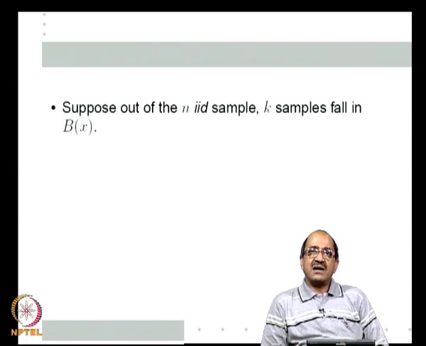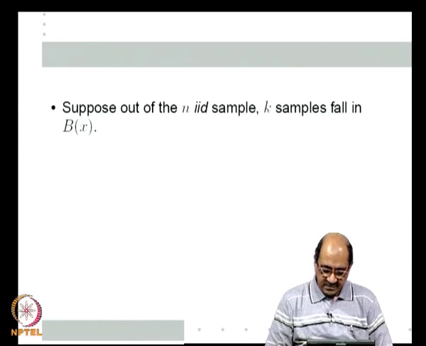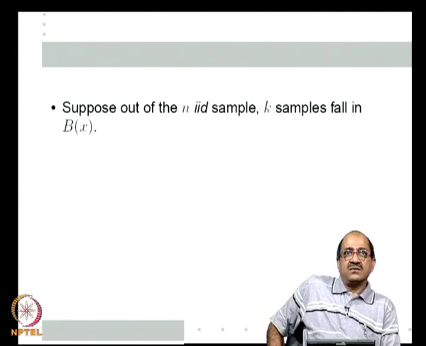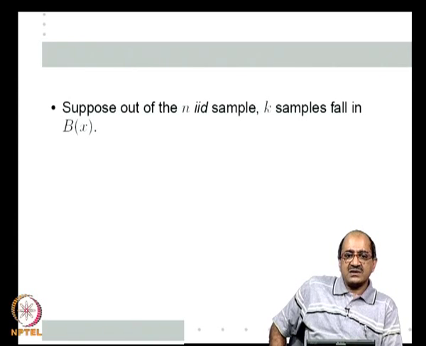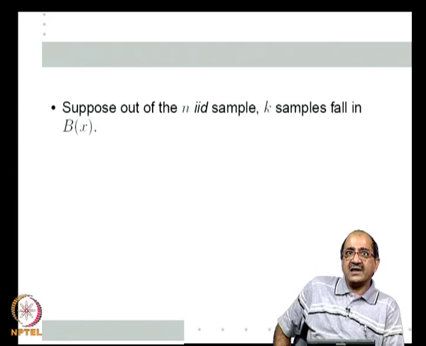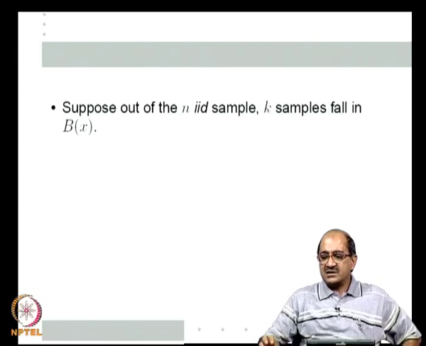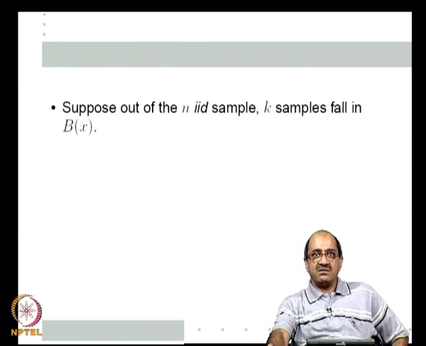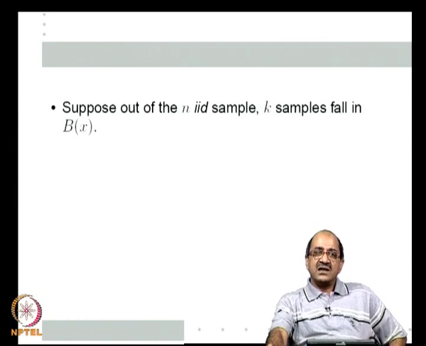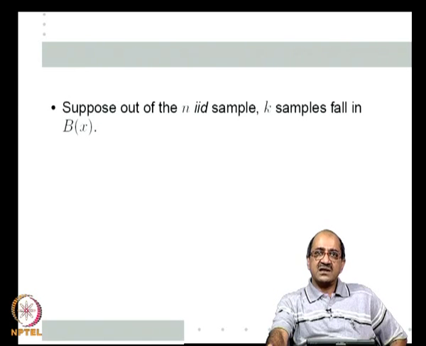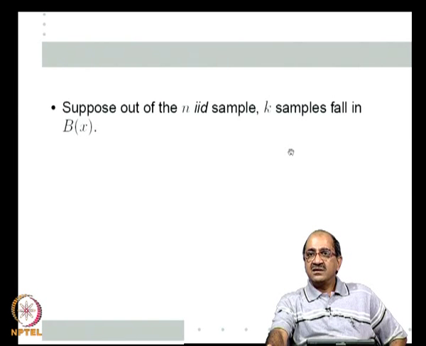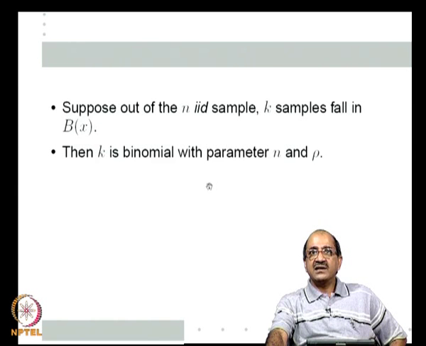Suppose out of the n IID samples, k samples fall in b of x. For any arbitrary sample, if I take any one sample, the probability that it falls in b of x is the integral of the density function over b of x. That means the probability is rho. Because these n samples are independent, it is like n trials where success is falling in b of x and failure is not falling in b of x, which means k is binomial with parameters n and rho. Okay.